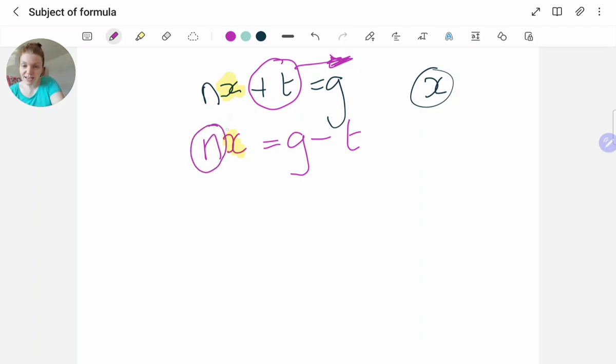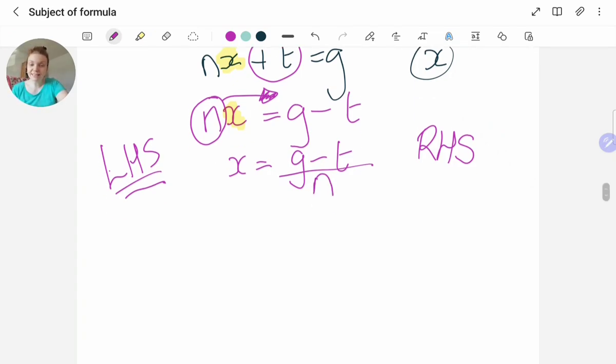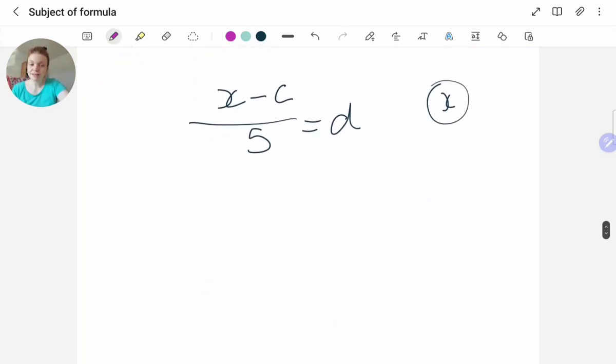X is positive, which is great, but it's not by itself. So now it's time to move the n across. So we have x equals, write what's already there first, g minus t. And then the n is coming across, it's being multiplied by x on the left-hand side, so it's going to be dividing by n on the right-hand side. And that there is x, the subject of the formula.